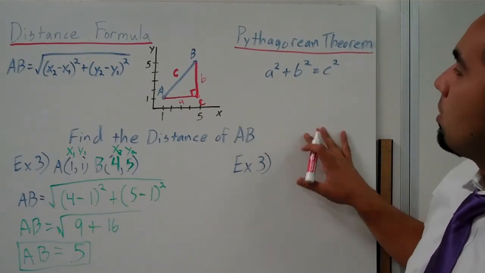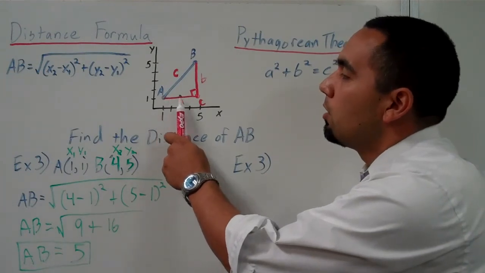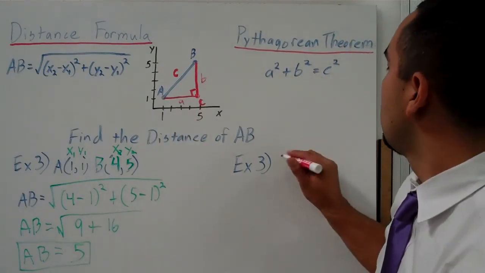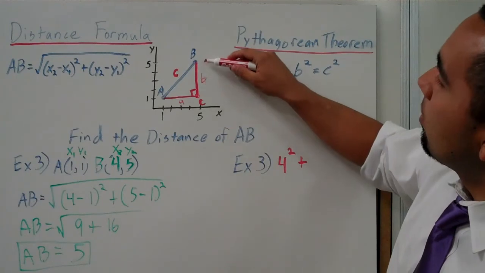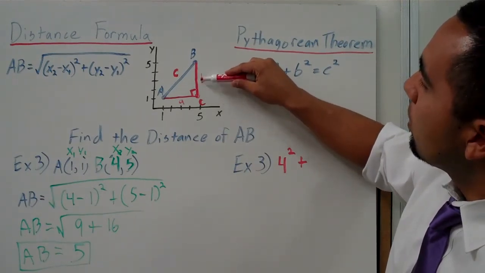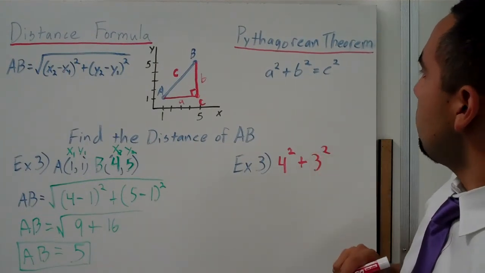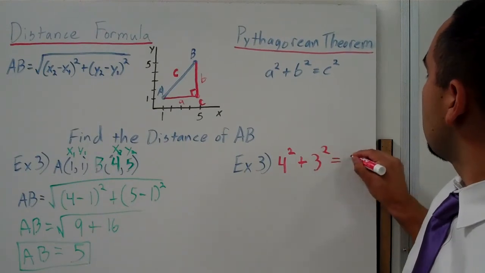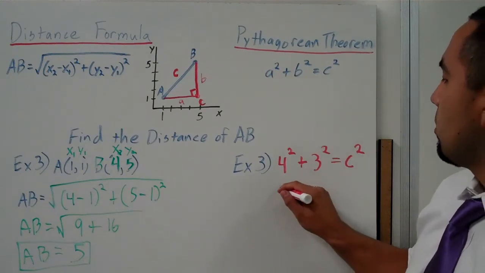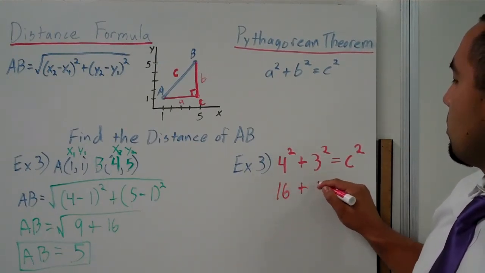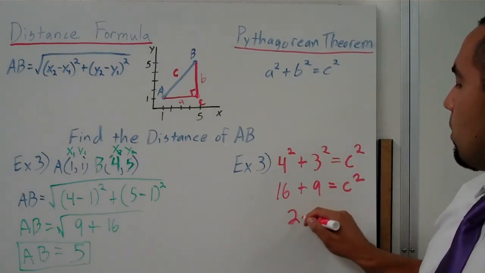So I'm just going to plug those in. What is my length of A? Well, let's just count. If I start at 1, I go 1, 2, 3, 4. So A is 4 squared plus B squared. Well, let's see what B is. B is 1, 2, 3, 3 squared. Okay, and we're going to find c squared. So same thing here. 4 squared is 16. 3 squared is 9. We get 16 plus 9. Well, that's 25.